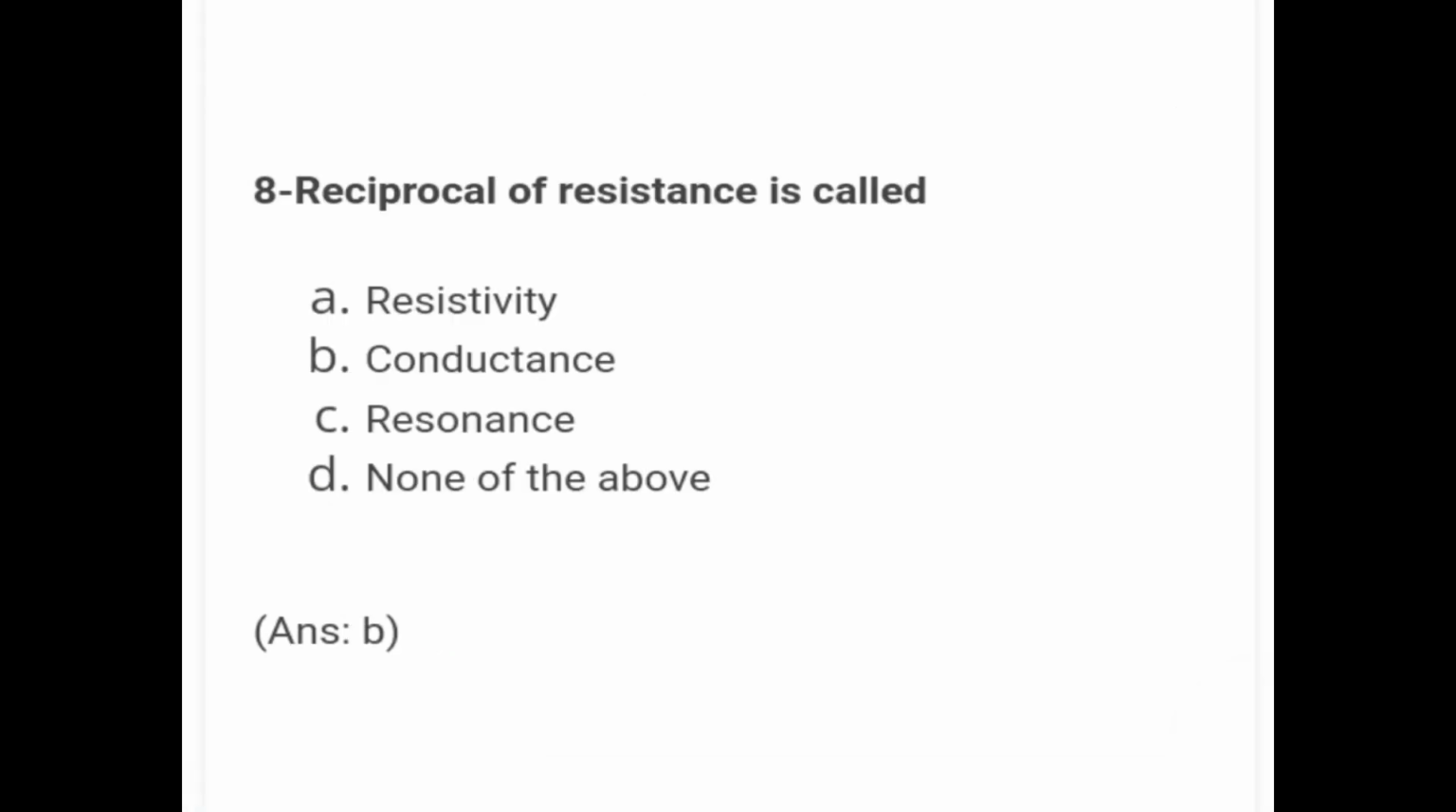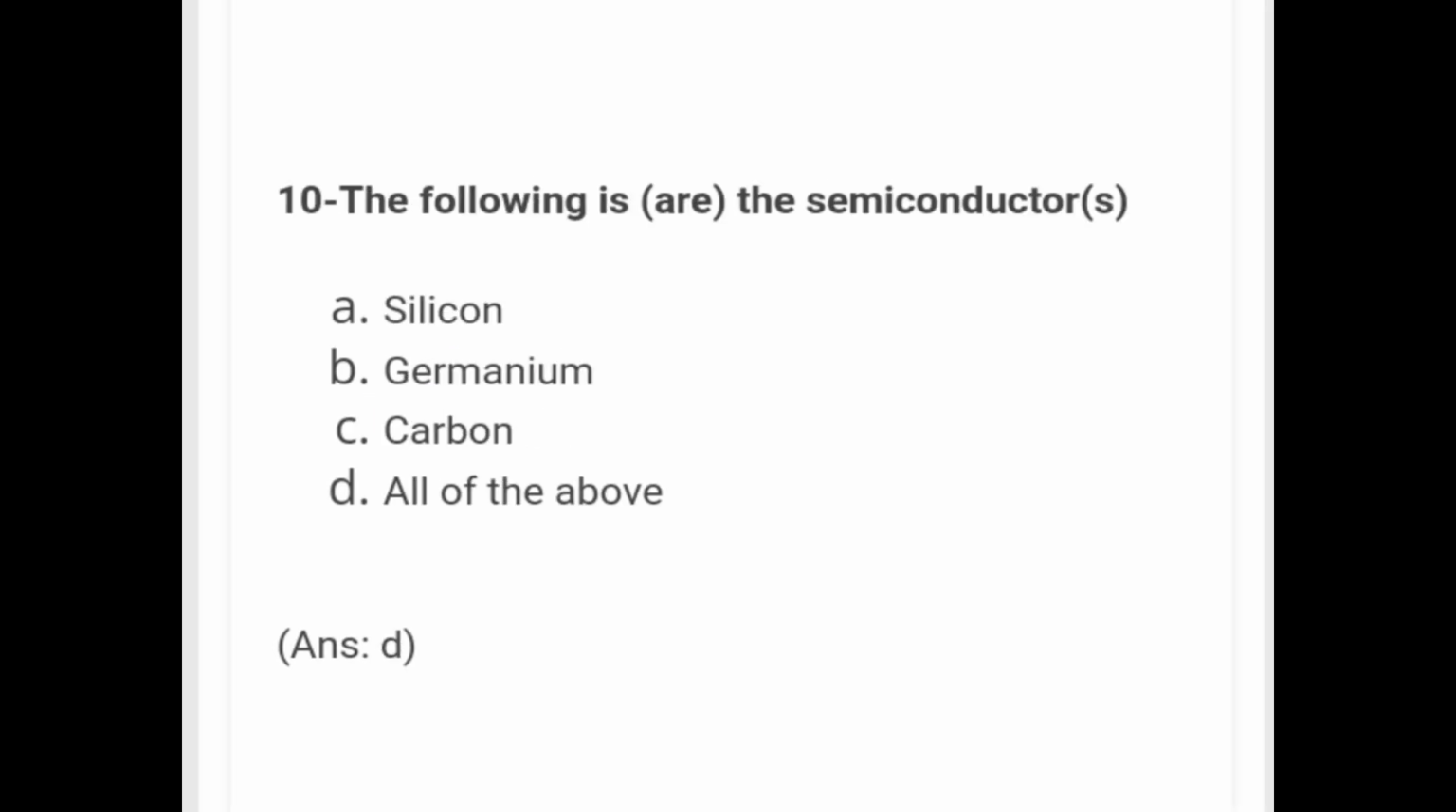Next question is, reciprocal of resistance is called resistivity, conductance, resonance, none of above. So option B is correct, that is conductance. Means reciprocal of resistance is conductance and reciprocal of resistivity is conductivity. So very important point, the reciprocal of resistance is conductance and reciprocal of resistivity is conductivity. Then next question is, the following are the semiconductors: silicon, germanium, carbon, all of above. So option D is correct, all of above, means all are semiconductors.